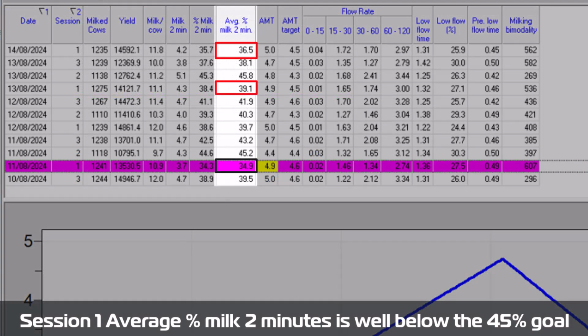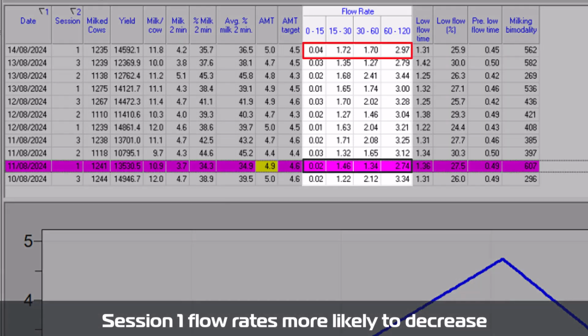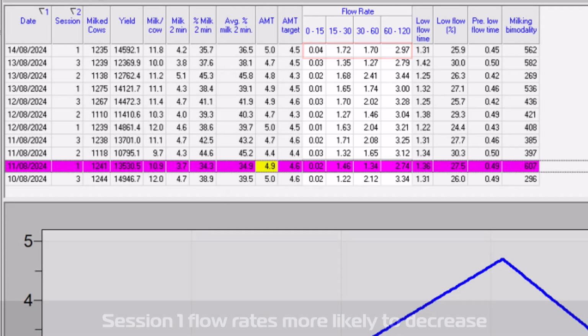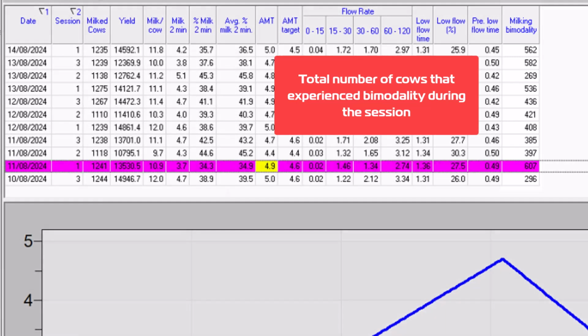We can see that session 1 milkings consistently underperform. In each case, the average percentage milk harvested in the first 2 minutes is significantly lower than the goal. And we can also see evidence of bimodality, where the flow rates decrease after the first 30 seconds. In general, bimodality is high in all the sessions. But we can see it is particularly high in this session, with at least half of the milked cows experiencing bimodality.